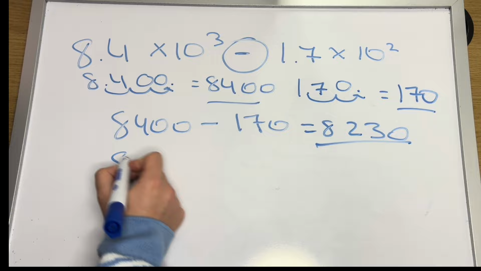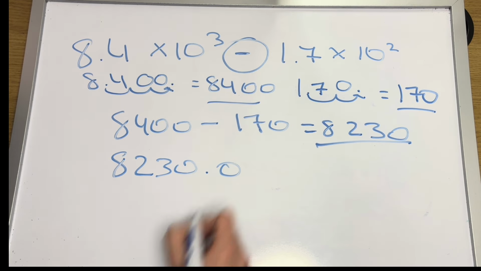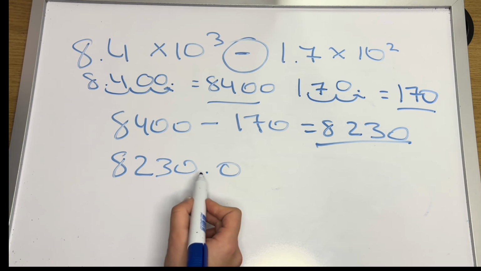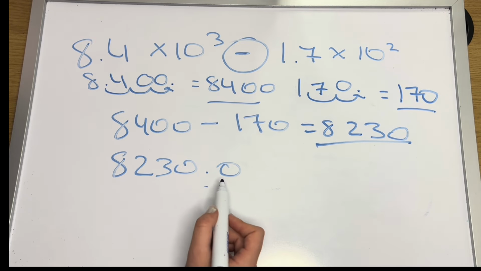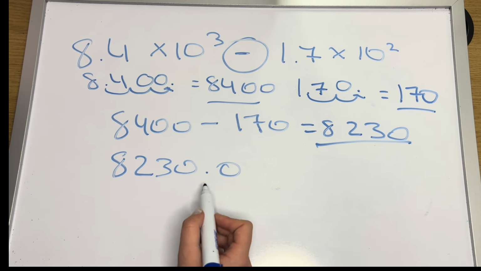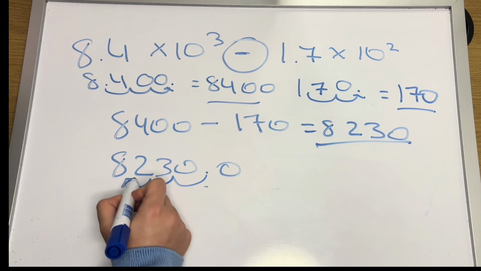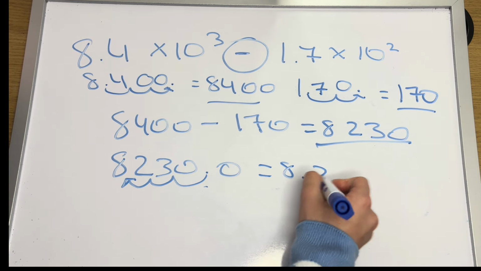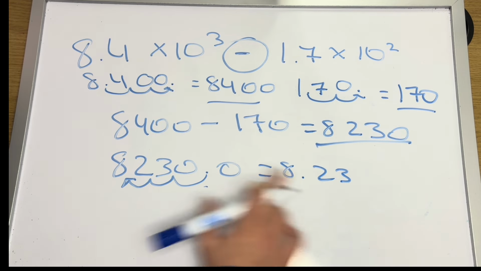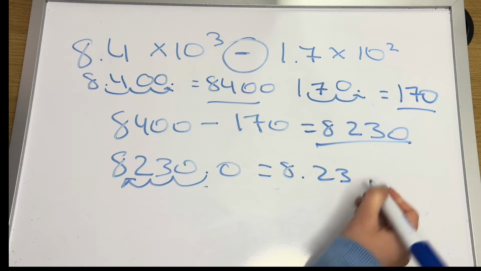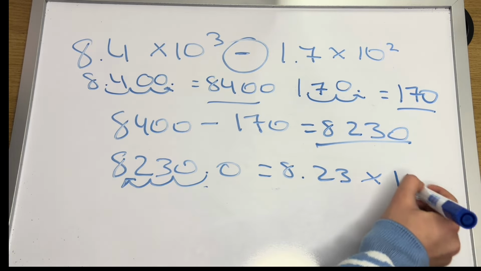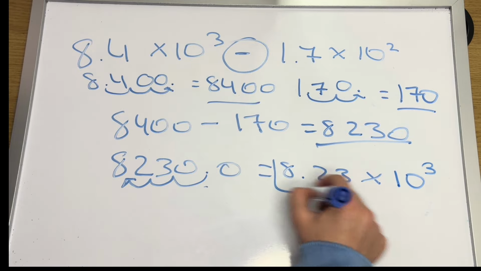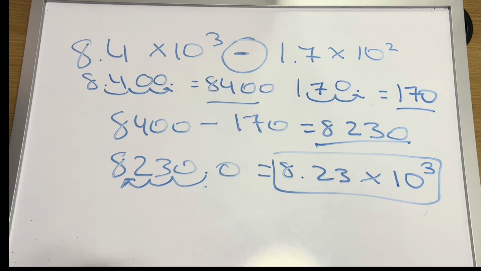So 8,230, I'm going to put a decimal place at the back, and I'm going to ask myself, how many times do I have to move this decimal place in order for it to be under 10 but higher than 1? I sound like a broken radio. So 8.23, and you don't necessarily have to add the 0 at the end. And how many times did I move the decimal place? Once, twice, 3 times. So that's 10 raised to the power of positive 3. And that is converting it into the standard form.